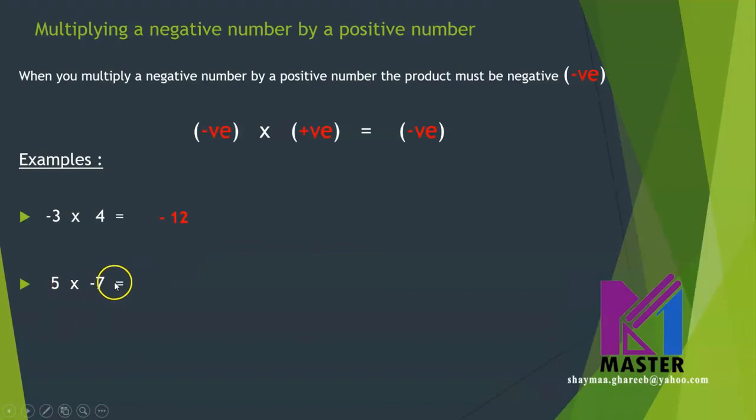5 times -7. The order doesn't matter. If any of the numbers is positive and the other one is negative, the answer will always be negative. So 5 times 7, 35, and the answer will be -35. 8 times -1 will be -8. Okay?